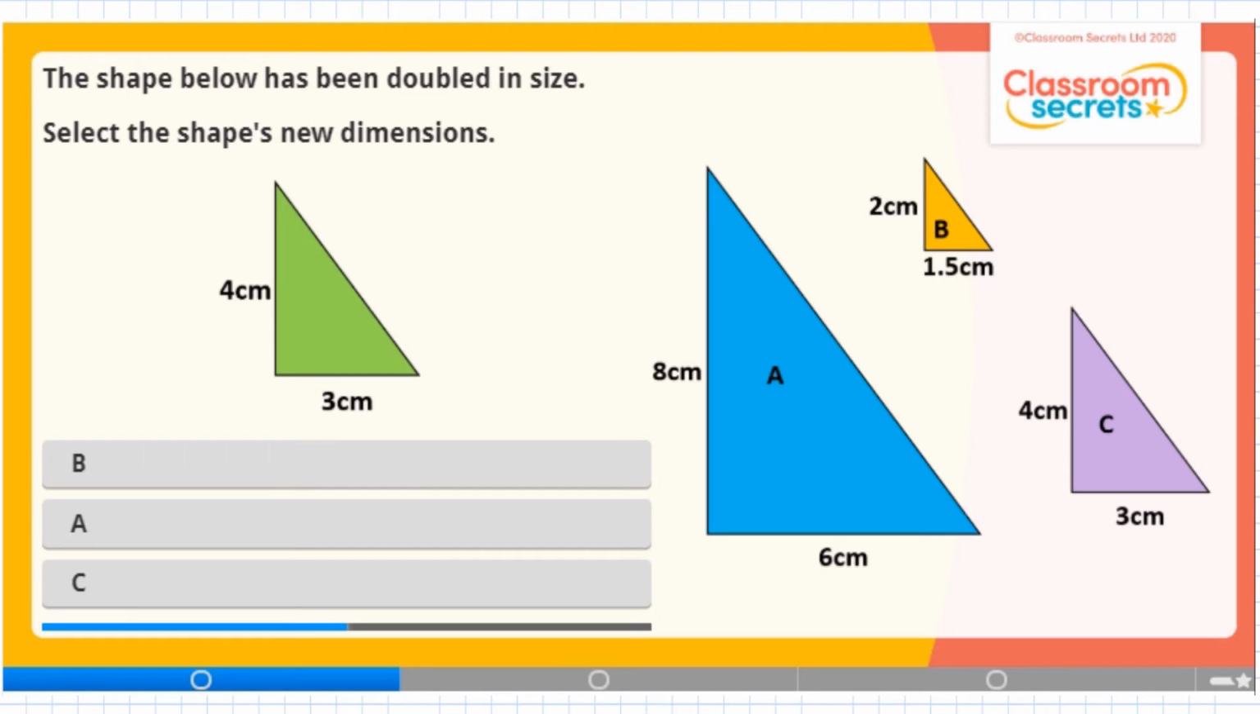So today we're going to be thinking a little bit about scale factor. Scale factor is where you enlarge a shape by a certain proportion. So for instance, you might double the size of your shape. This is often used when you are looking at scale in things like maps or plans, bird's eye views, all sorts of different real life applications. So the shape below has been doubled in size. Select the shape's new dimensions. So the green shape is 4 and 3, so doubled would be A.